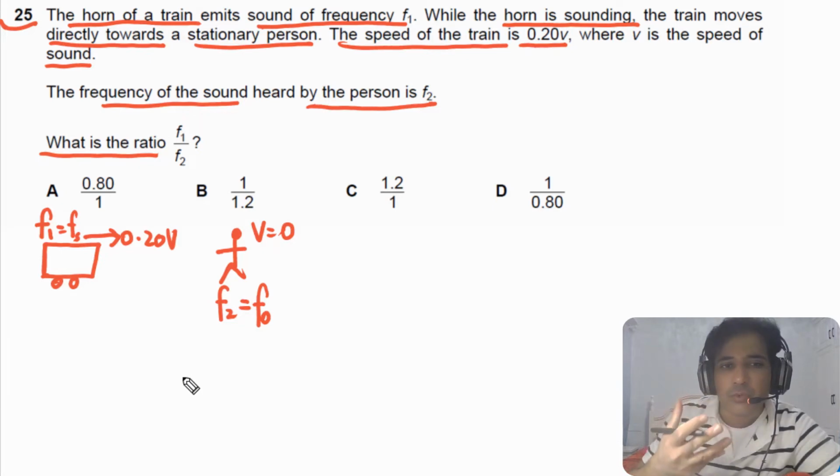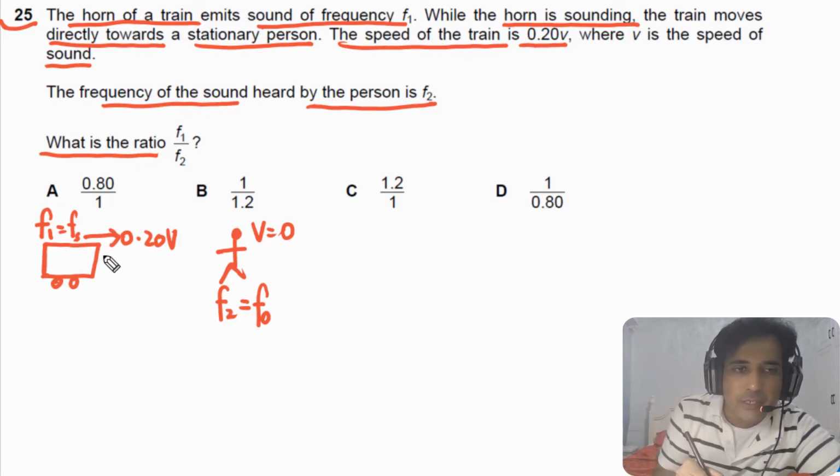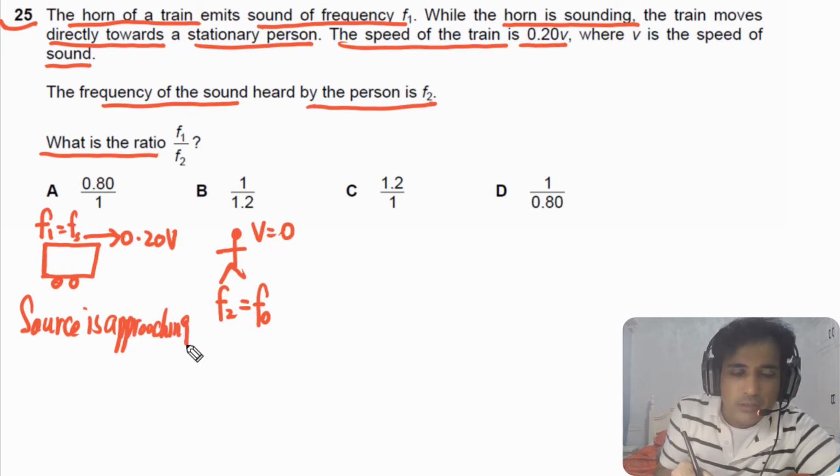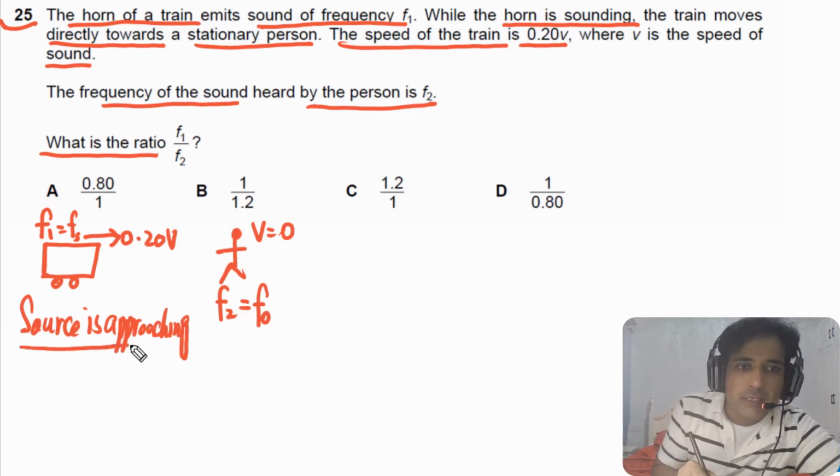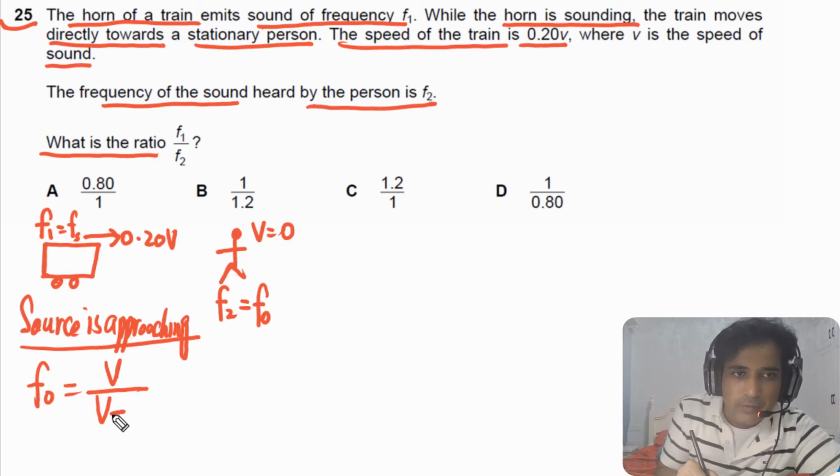Now simply we need to use the Doppler effect. In this case, the source is approaching. So we have to use the Doppler effect when the source is approaching. This is the point you need to understand. In this case, is the source approaching or is the source moving away? In this case, the source is approaching. As the source is approaching, we can write down the observed frequency. This will be equal to the speed of the wave over the speed of the wave minus the speed of the source, times the frequency of the source.